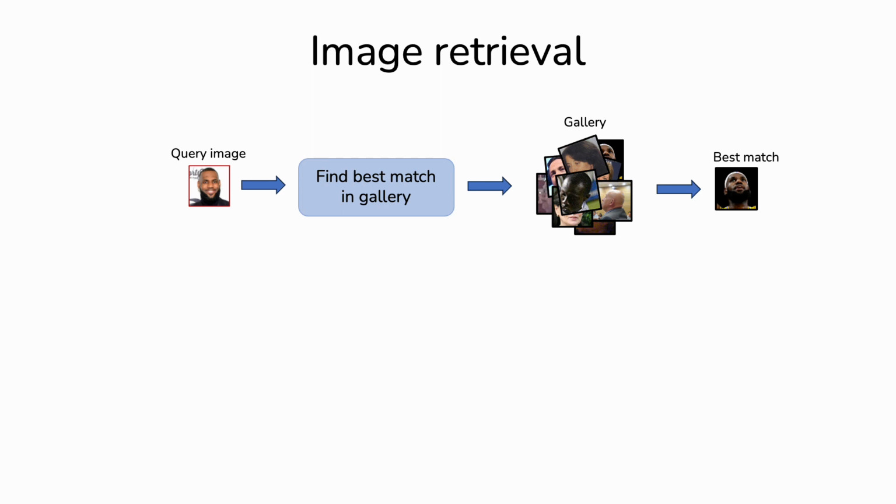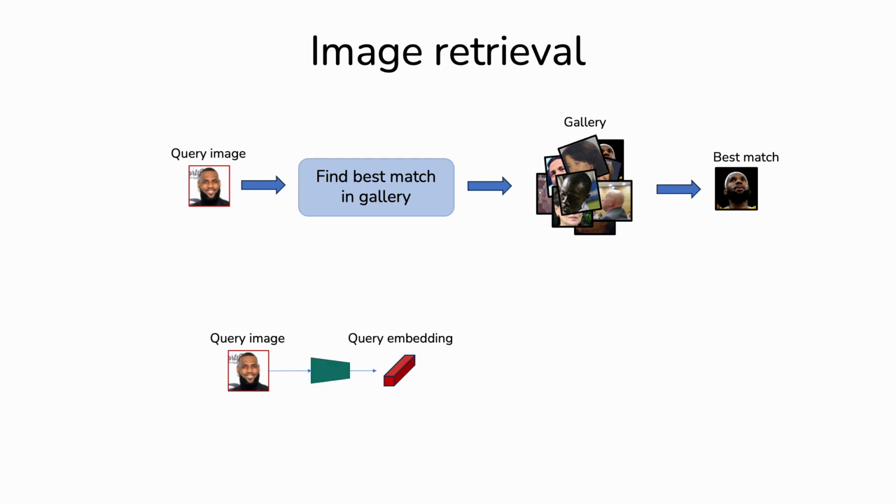Image retrieval is the task of finding an image similar to a provided query image in a large database. Given a query image and a gallery set of images, we aim to find the best match in the gallery. A common image retrieval system is designed as follows.